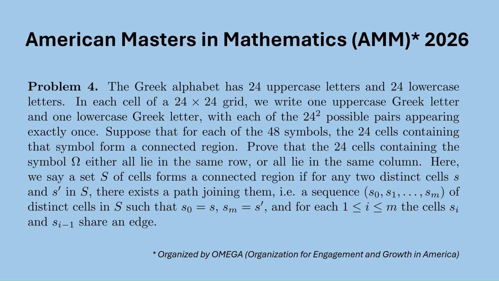Prove that the 24 cells containing the symbol omega either all lie in the same row or lie in the same column. Here, two cells are called connected if they share an edge. This is a cute combinatorics problem. Let's prove it.